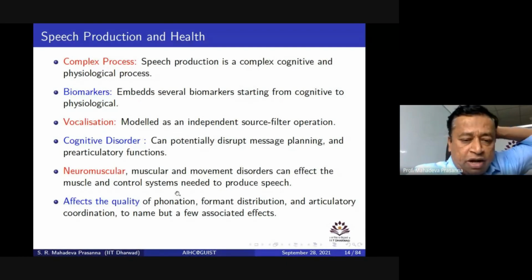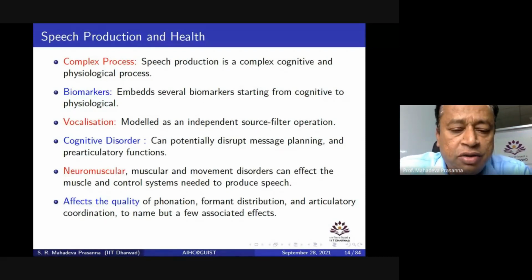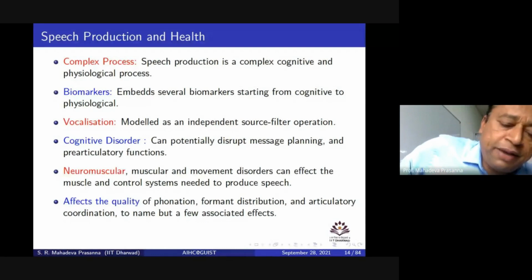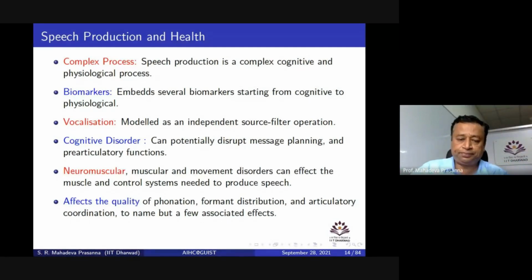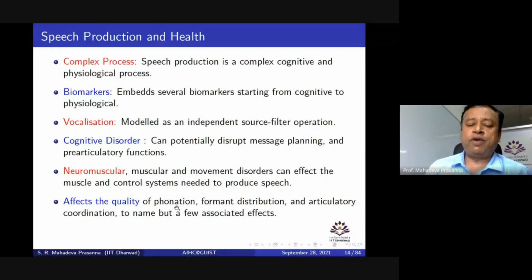Similarly, there are neuromuscular issues. There are many cases like dysarthric speech, a neurological disorder where the person loses control over the muscles and the speech production system. So naturally, the nature of the speech signal generated will be quite different compared to the normal case. It will also affect the quality of the phonation, that is the nature of the sound quality.